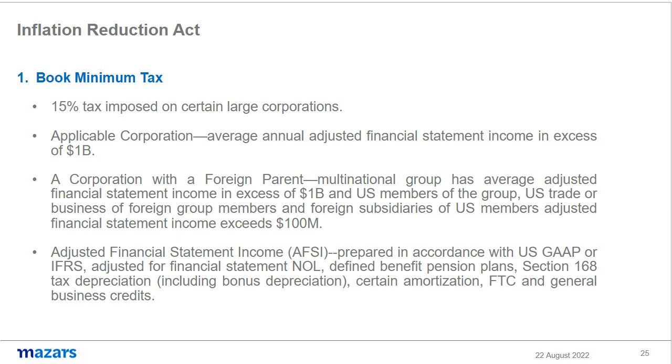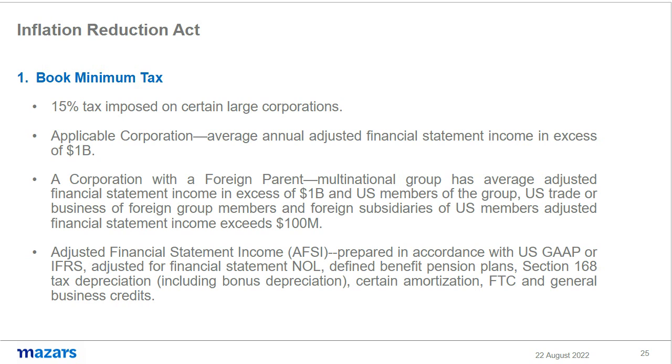There are special rules if a corporation has a foreign parent. The multinational group must have an average adjusted financial statement income in excess of $1 billion, same as the domestic corporations. And the U.S. members of the group, U.S. trade or business of foreign group members, and foreign subsidiaries of U.S. members, adjusted financial statement income must exceed $100 million.